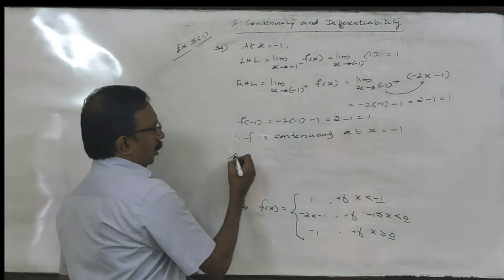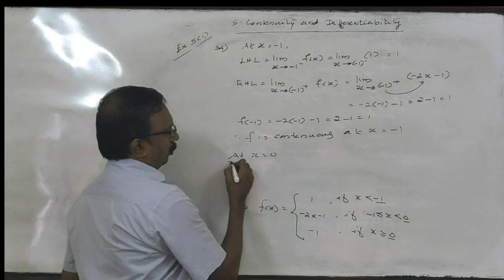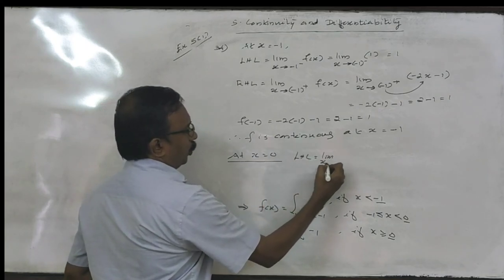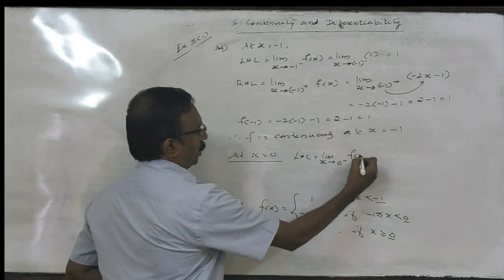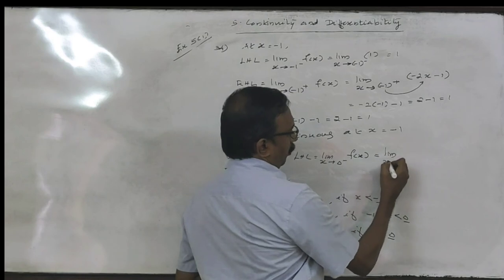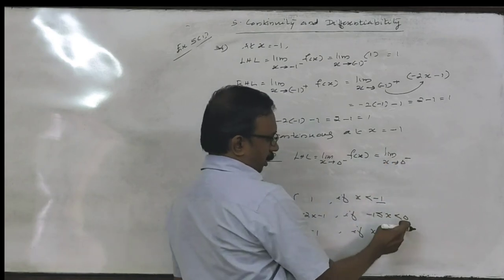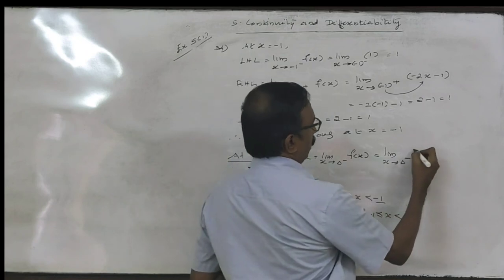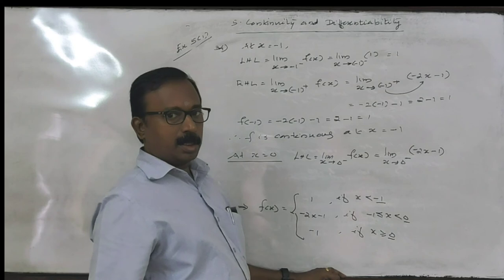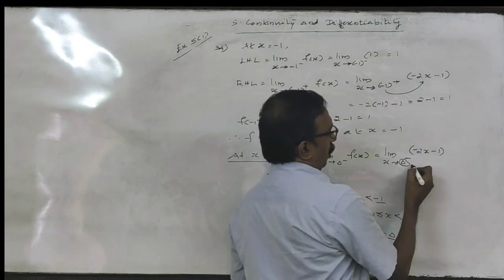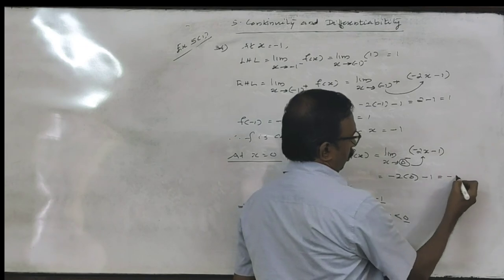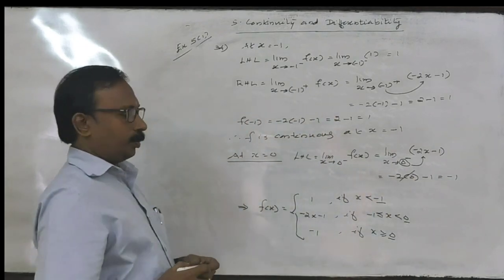Okay, now let us consider x is equal to 0. LHL is the limit of x tends to 0 minus of f of x. When x is less than 0, the function is minus 2x minus 1. Put x as 0: minus 2 into 0 minus 1, that is minus 1.